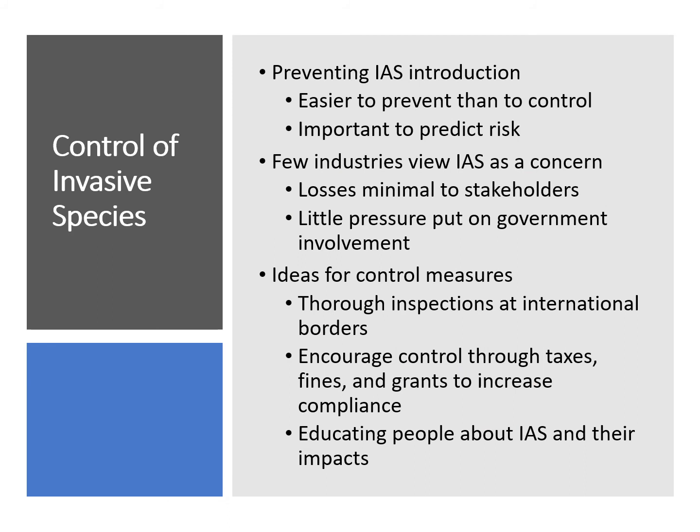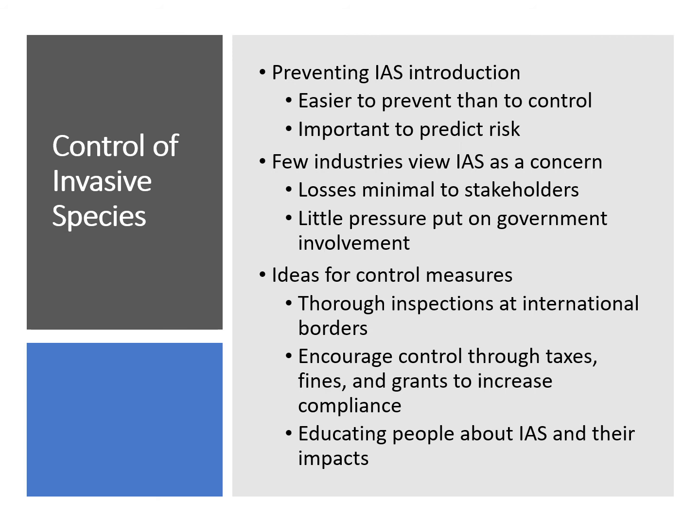Next, we will discuss control of invasive species. Firstly, because it is easier to prevent species from being introduced than to control existing invasive species, most research is focused on prevention and predicting how a species can impact an ecosystem. Secondly, losses to invasive species are spread through many stakeholders, making impacts to the economy minimal. As a result, few industries are concerned about invasive species, and little pressure is placed on the government to change or more heavily enforce regulations.